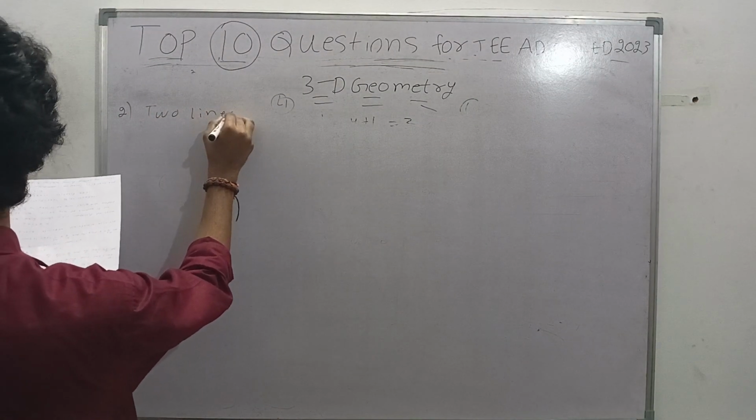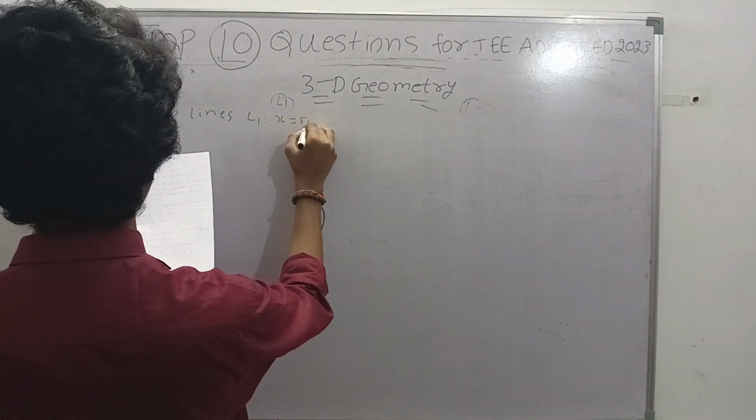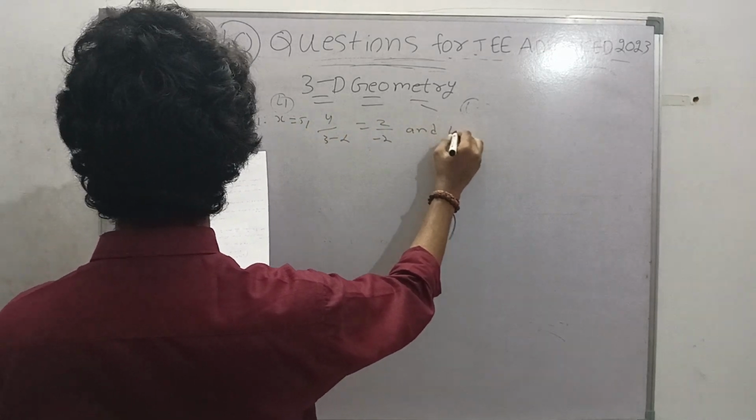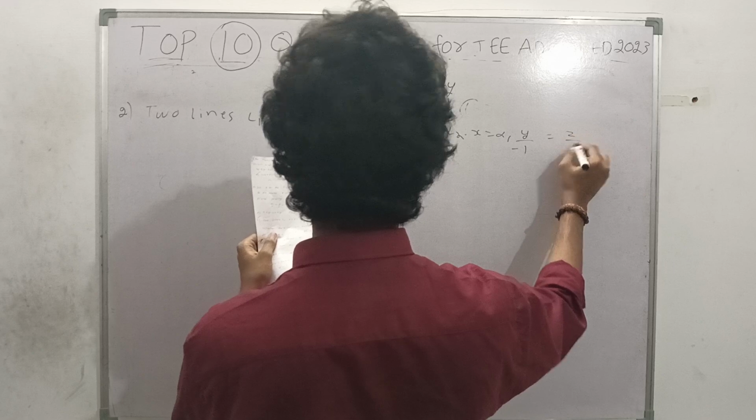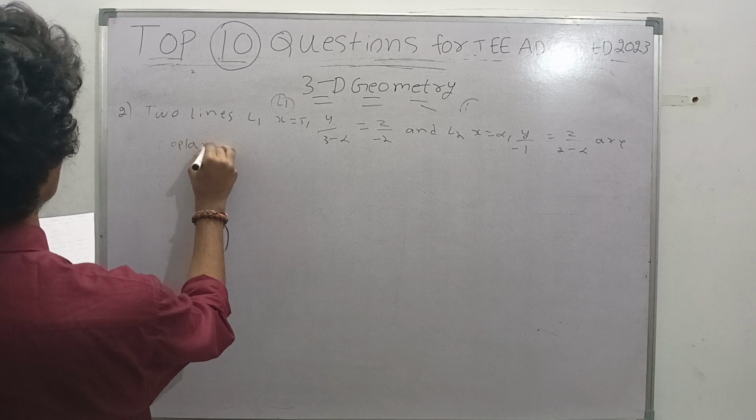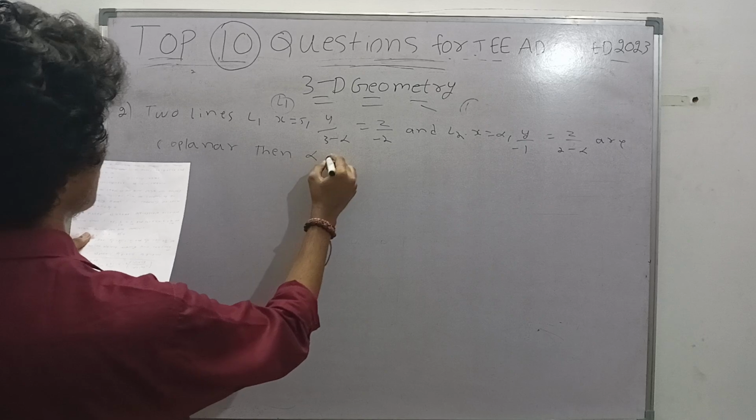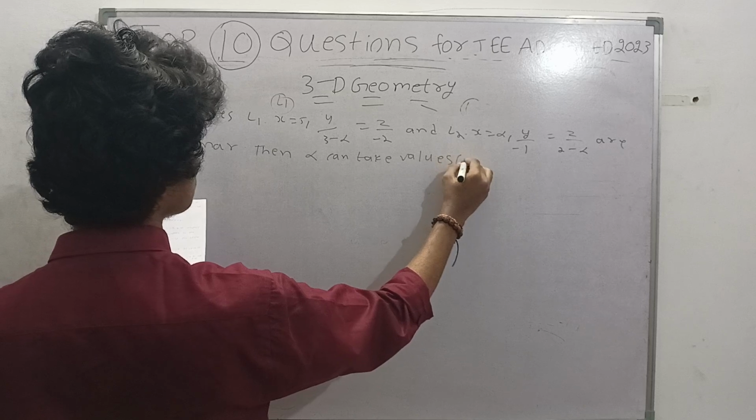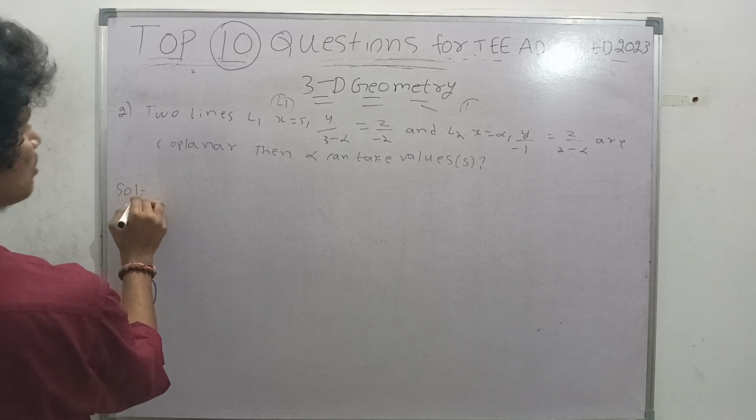Two lines L1: x equal to 5, y divided by 3 minus alpha equal to z divided by minus 2, and line L2: x equal to alpha, y divided by minus 1 equal to z divided by 2 minus alpha. If they are coplanar, then alpha can take values. This is the solution.